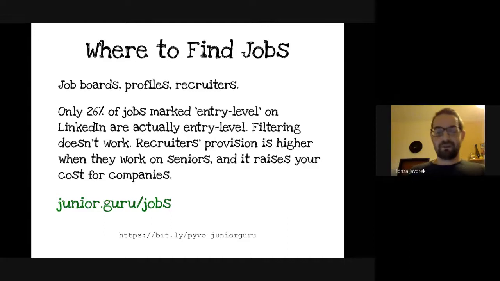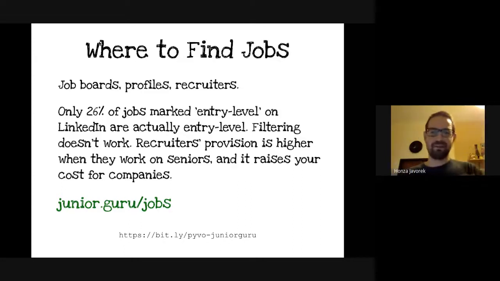Then recruiters. There are two kinds of recruiters. Basically, the in-house recruiters. So you have a big company, it has its own department for hiring, and they have recruiters. And those are more or less like your friends. They put up the job postings on the job boards, and they should walk you through the hiring process and kind of help you. Nothing that interesting.